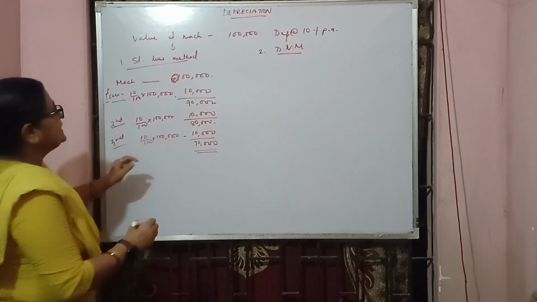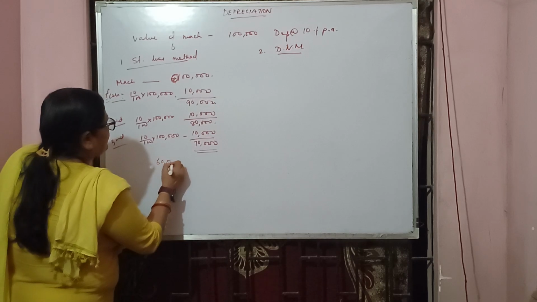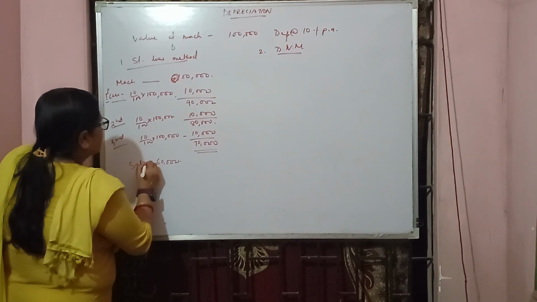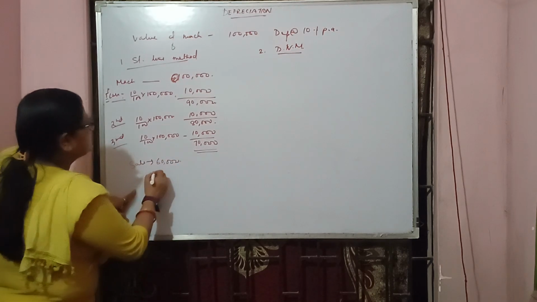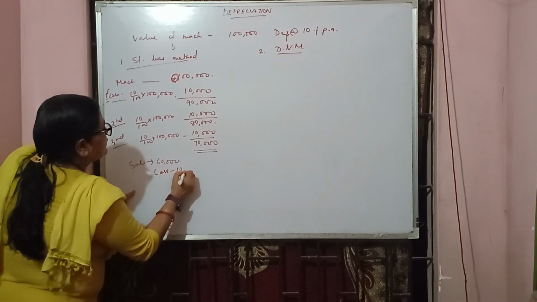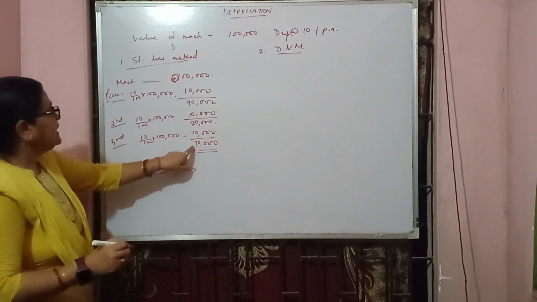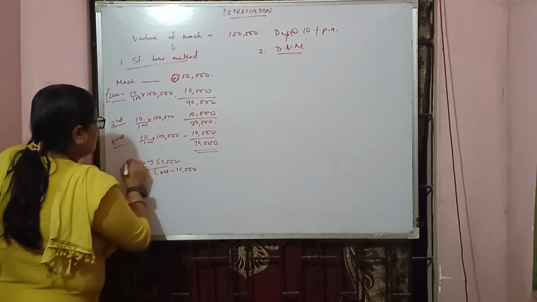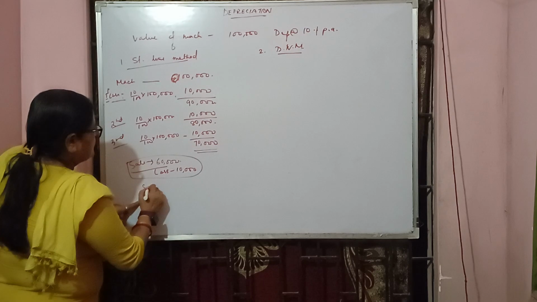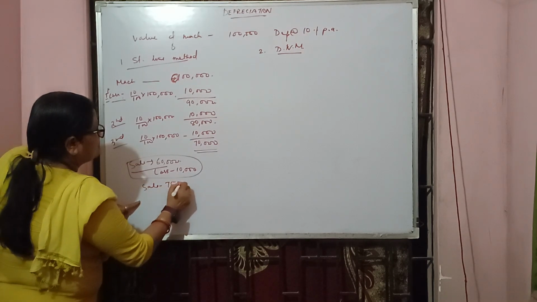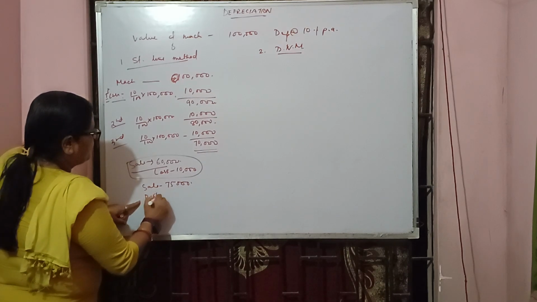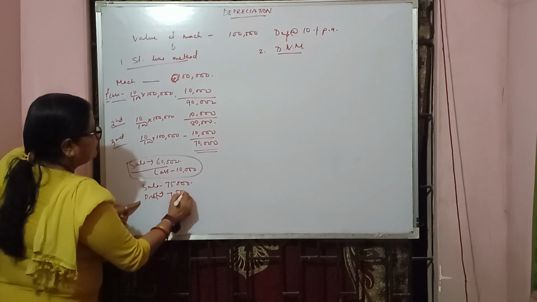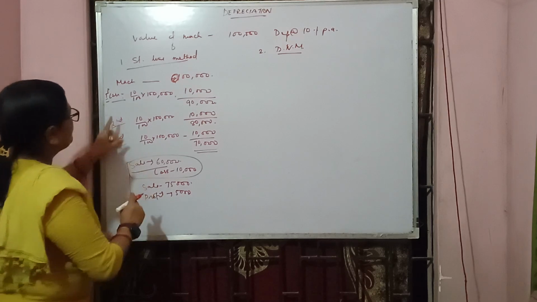If we sell it for, suppose, 60,000, that is less than the book value. This is our loss of 10,000. And if we sell it, suppose the sale value is 75,000, because it is more than the book value, then there will be a profit of rupees 5,000. Fine. So this is one method.